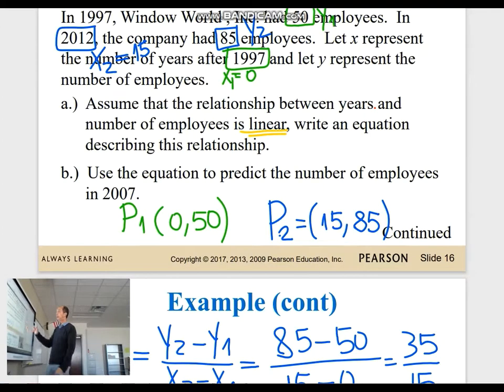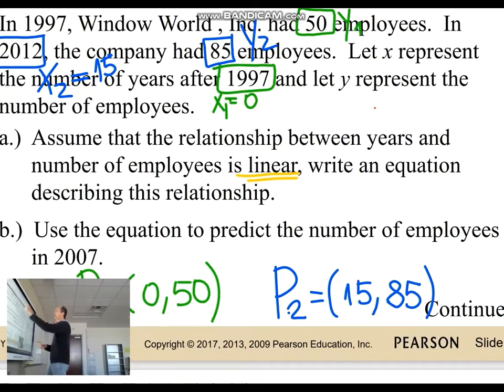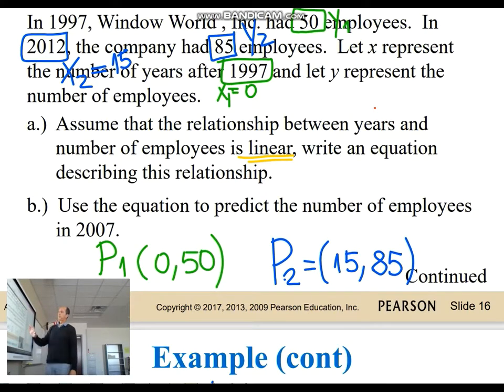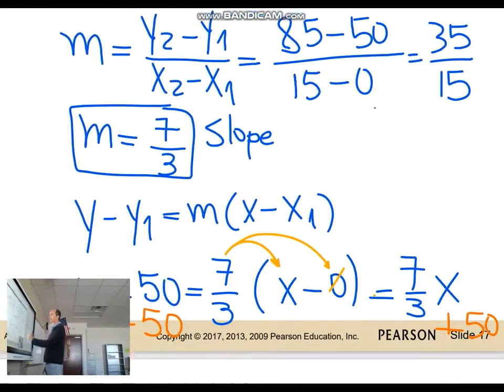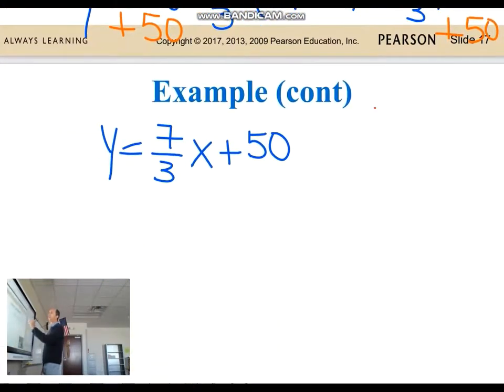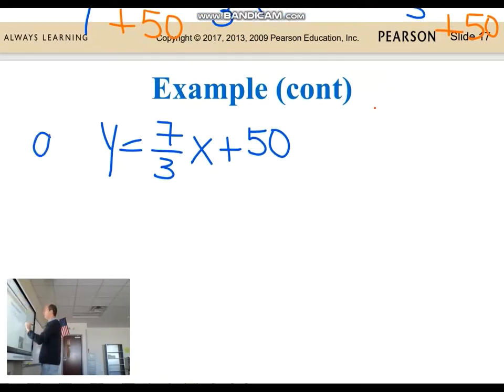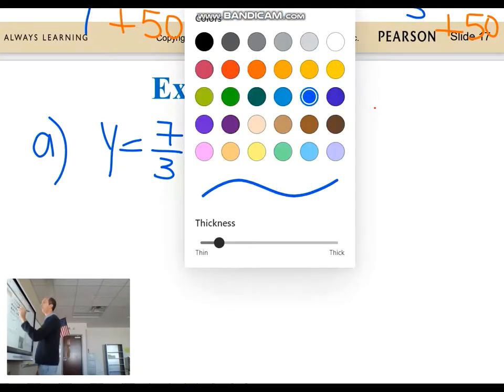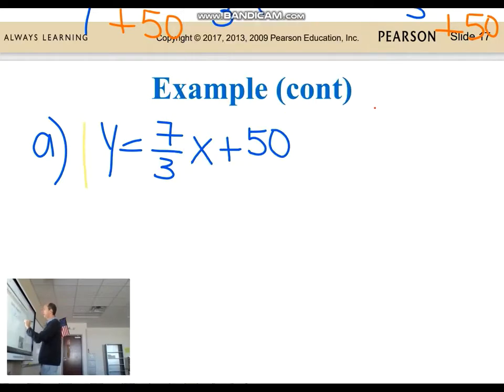The question asks here, first, write an equation, so we found the equation, but in letter B, use the equation to predict the number of employees in 2007. So this is the answer for letter A. This is the slope-intercept form of the equation.